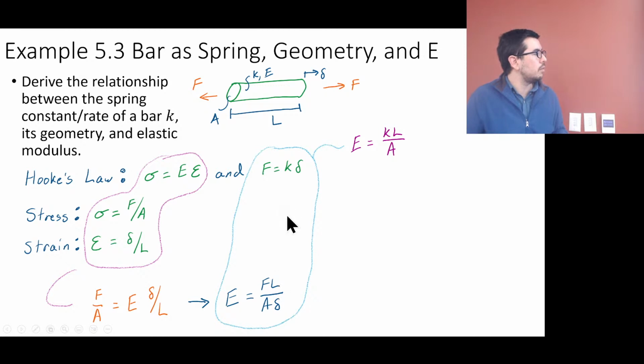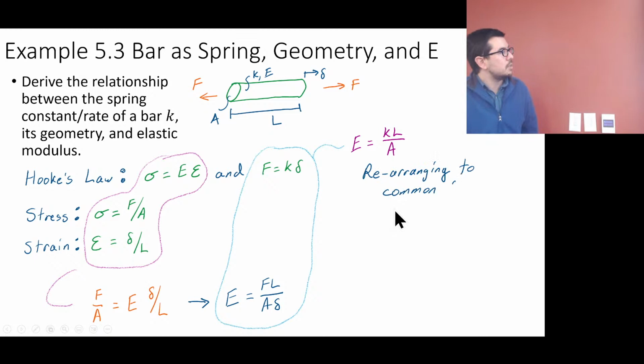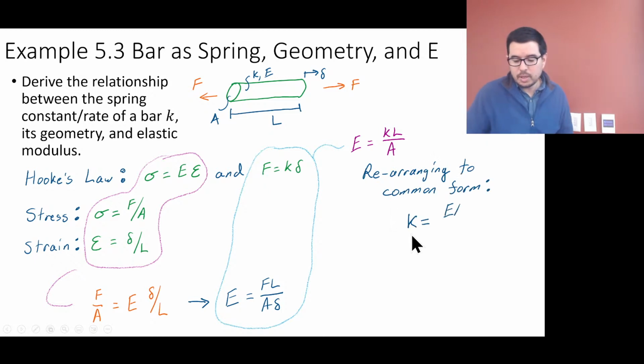Well, I've got this F over delta, and I've got an F and a delta. And so now I can pop in a K here. So E equals KL over A. And we rearrange things, and we get that K is equal to EA over L. This is one to write down.